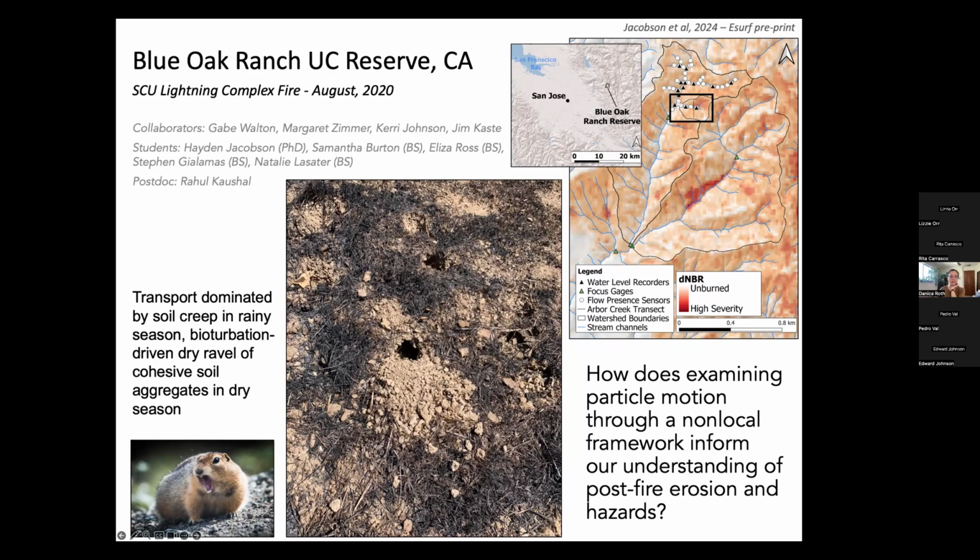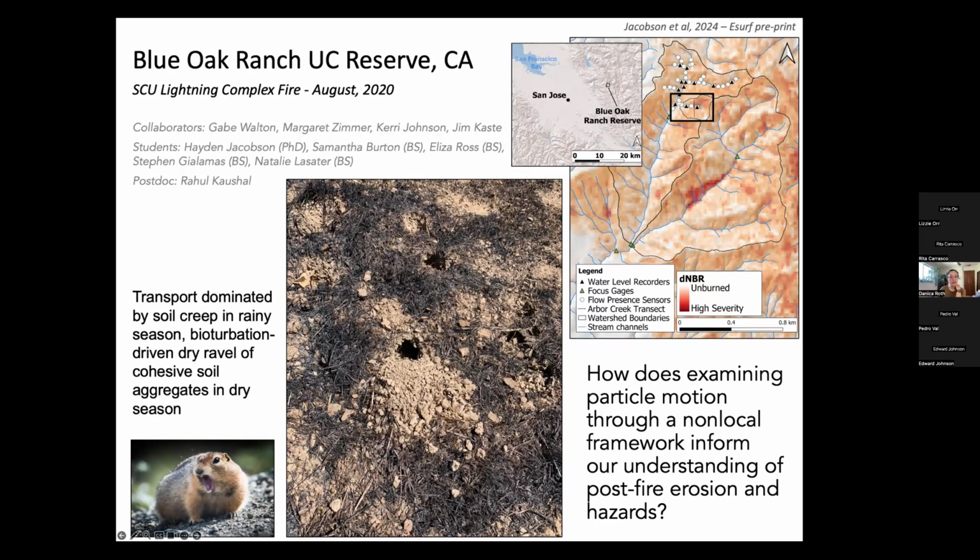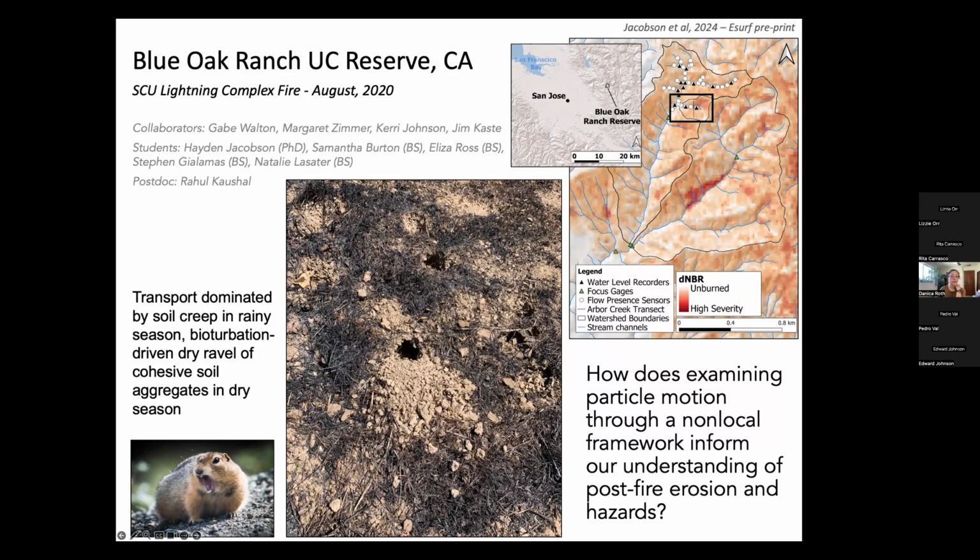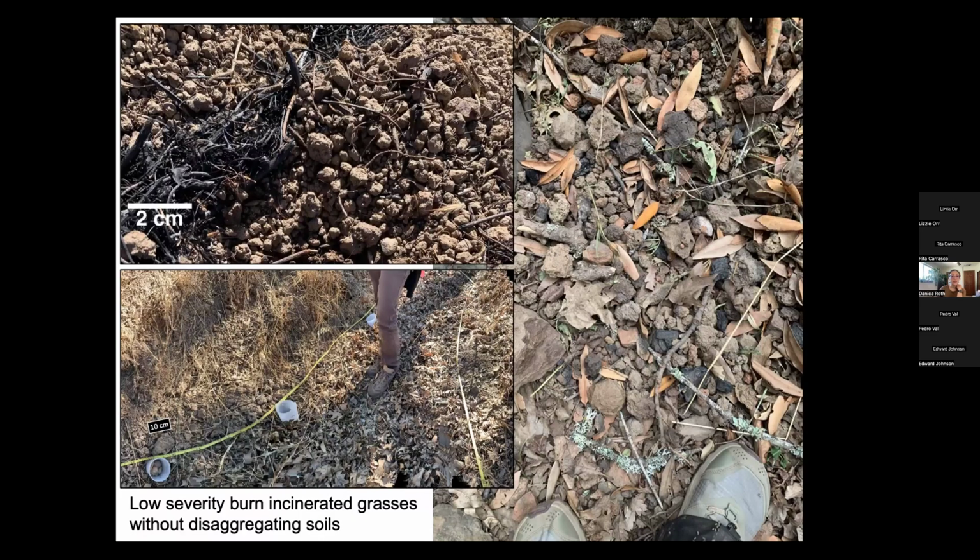They're digging up a mix of coarse gravels and, especially on our study hill slope, some really cohesive soil aggregates, which you can see coming out of this squirrel burrow just after the fire. So the fire has given us an opportunity to examine particle motion through this non-local framework. The gravels and soil aggregates that the squirrels are excavating traveled downhill en masse after the fire. You can see them here on the hill slope and in the channel.